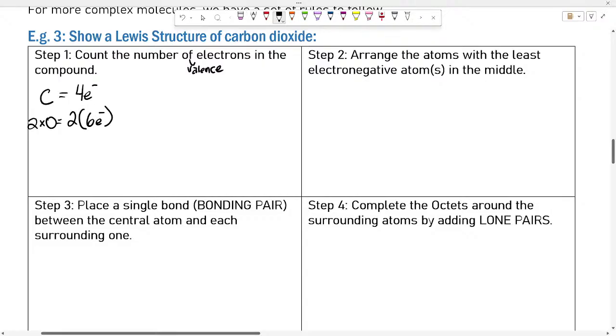So that's 4 plus 12. How many electrons do we have in the valence of this whole compound? 16. Because we're going to learn in this course that sometimes sharing isn't just pure sharing. Sometimes a bit of stealing happens in sharing.